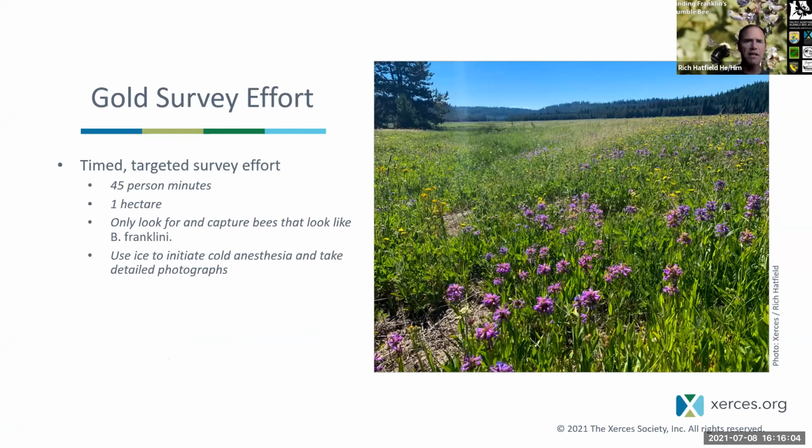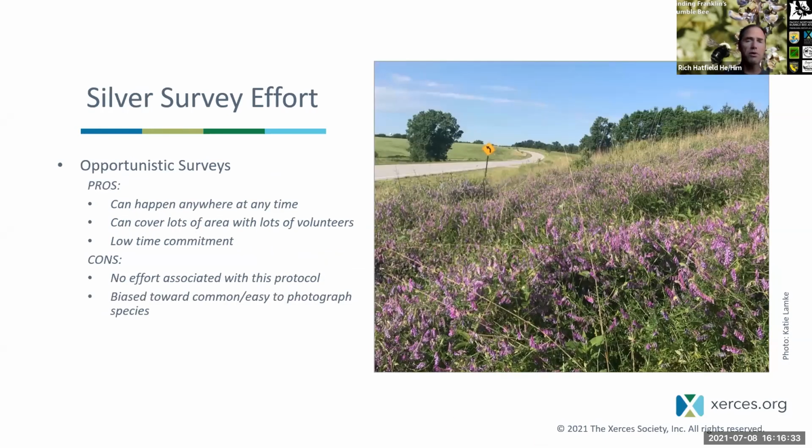The next thing is what would be a gold survey effort, if you can't do the full survey, which would be to go out and conduct a timed survey for 45 minutes. Now that you know more or less what the species look like, you're going to look for this species, again within a hectare, but you're only going to look for and capture bees that look like Bombus franklini. Again, it's best to use ice to initiate cold anesthesia and to take the detailed photographs that we need. The pros of this are that it can happen anywhere at any time, you can cover a lot of area with a lot of volunteers, and there's a relatively low time commitment.